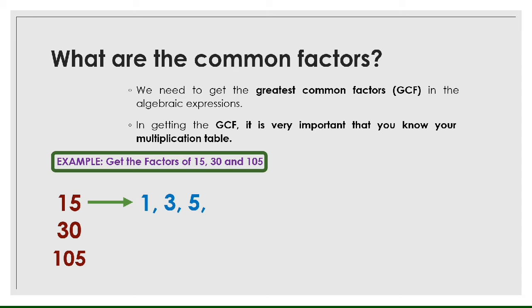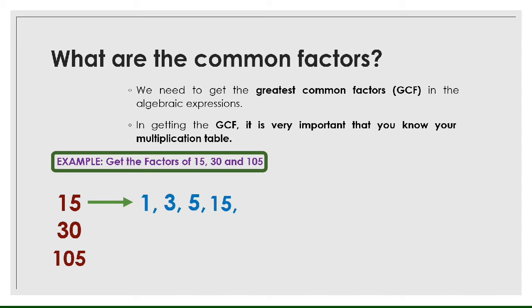So, 5. Why 5? Because 15 divided by 5 is 3, right? So, it's also giving us a whole number. Next is 15. Why 15? Because 15 divided by 15 is equal to 1. So, those are actually the factors for the number 15.